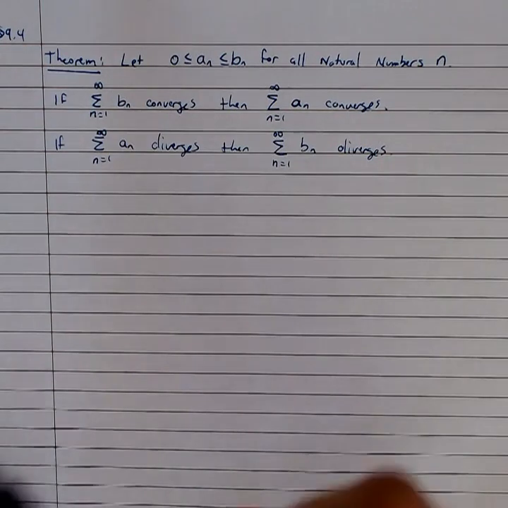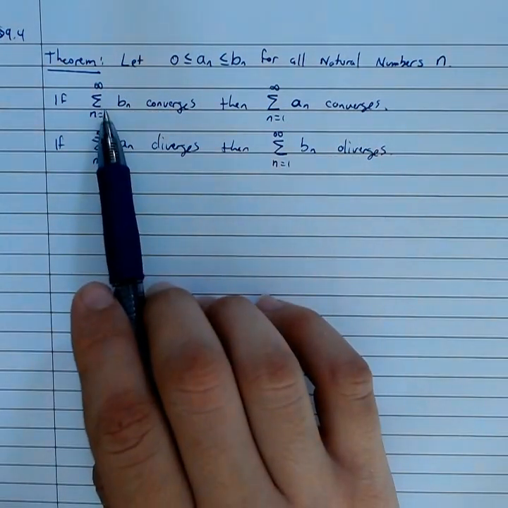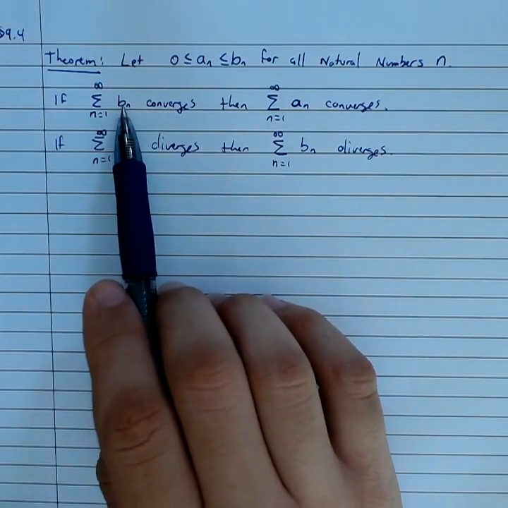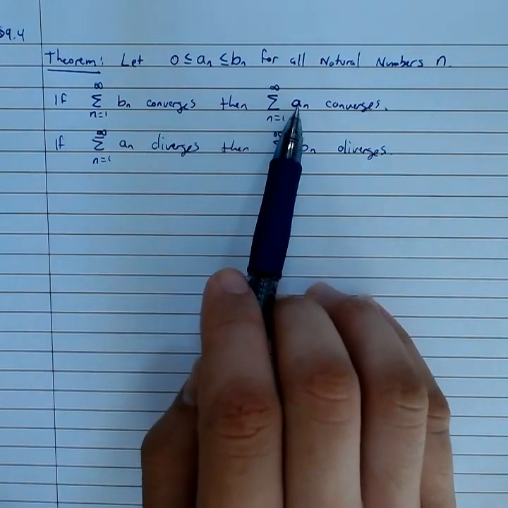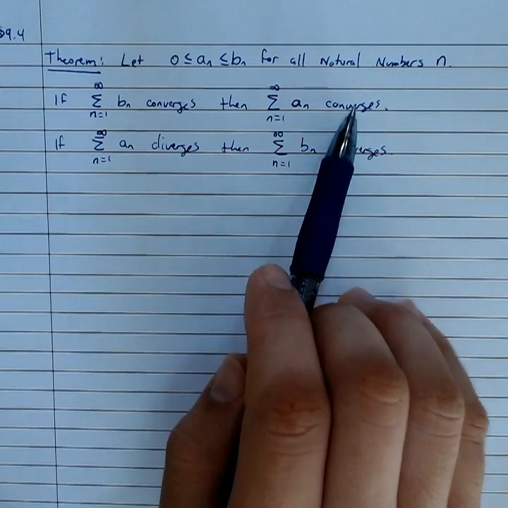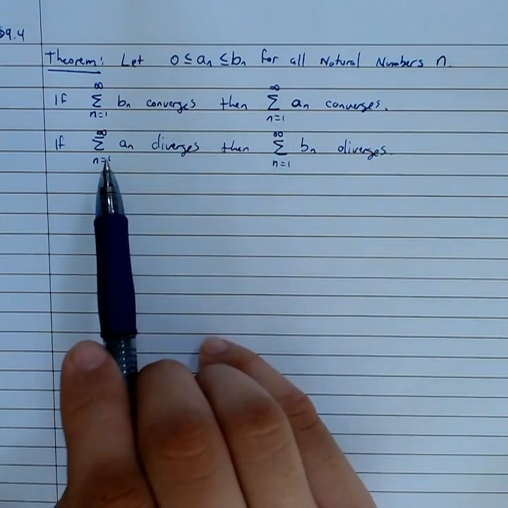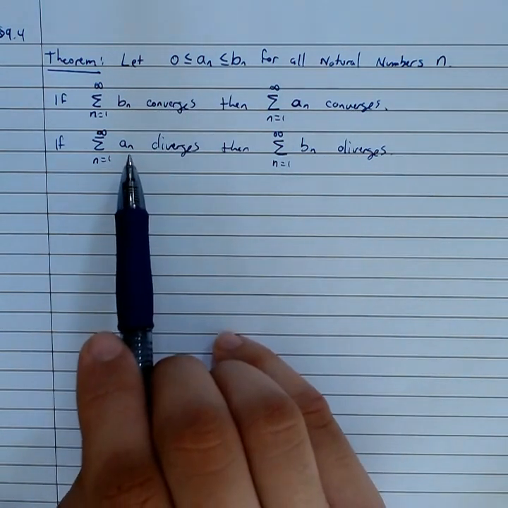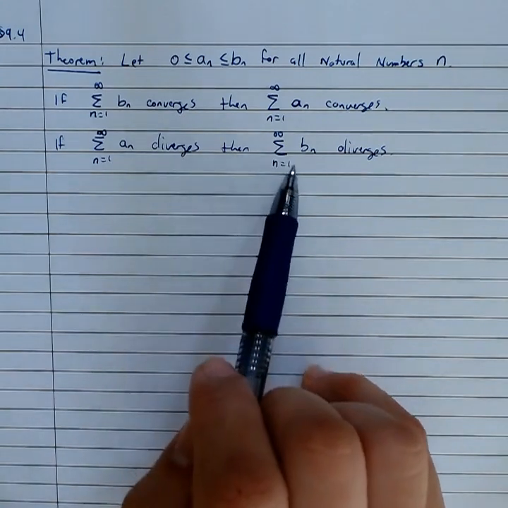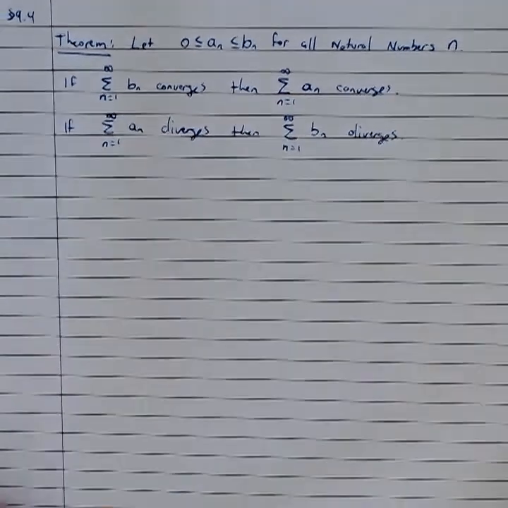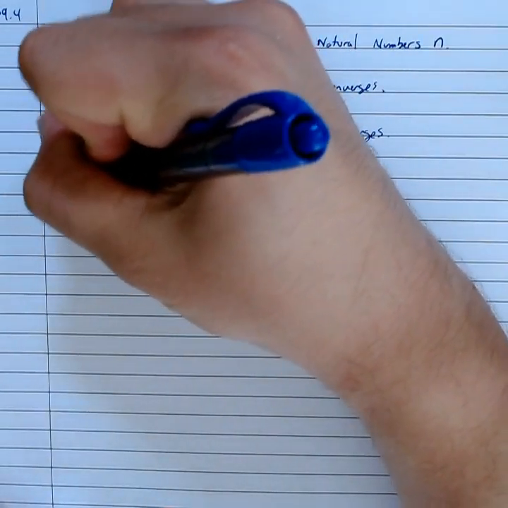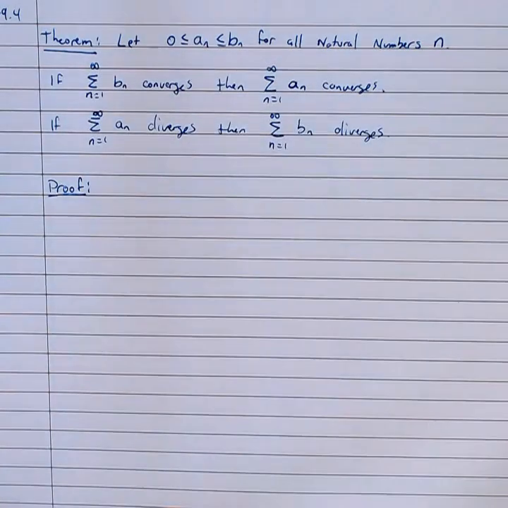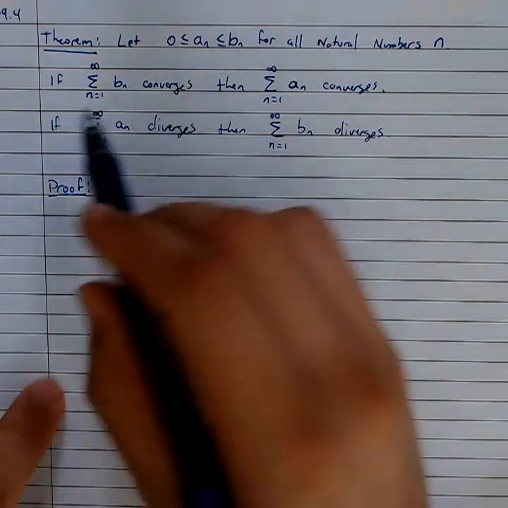If that's the case, then if the sum of bn terms converges, then the sum of the an terms also converges. On the other hand, if the sum of an's diverges, then so does the sum of bn's. All right? The proof of this, we can start off by looking at just that first statement.